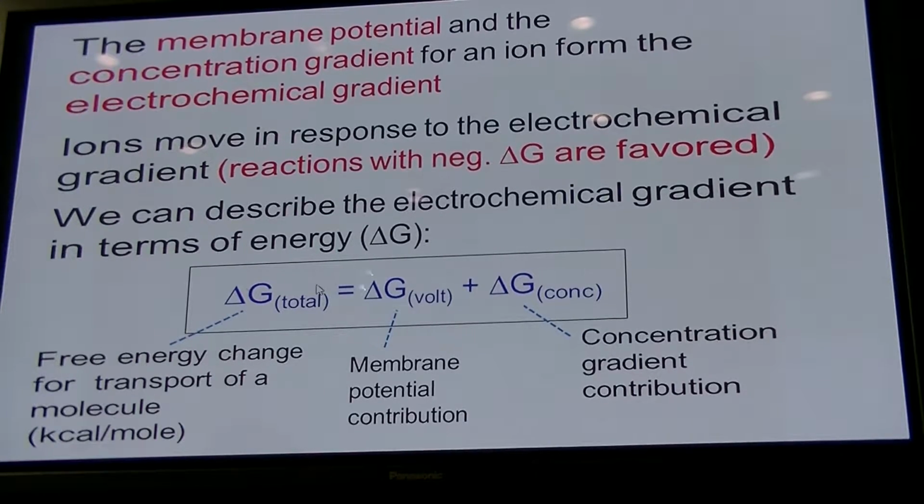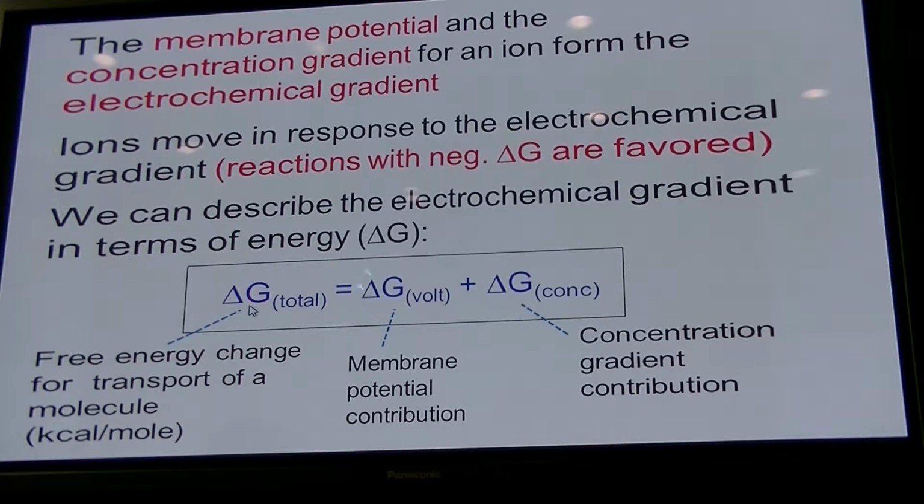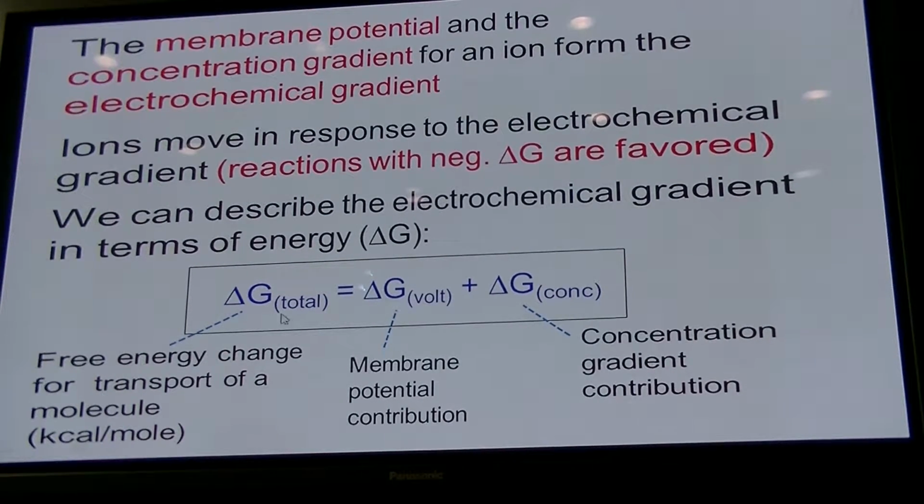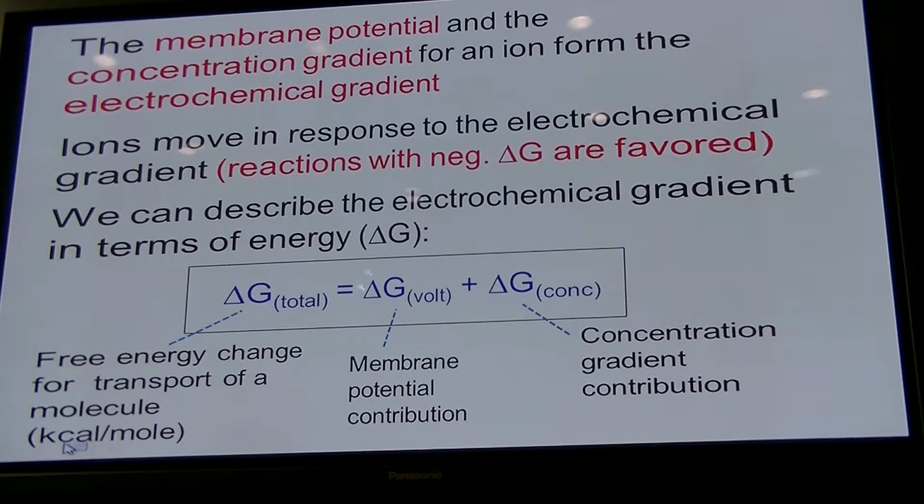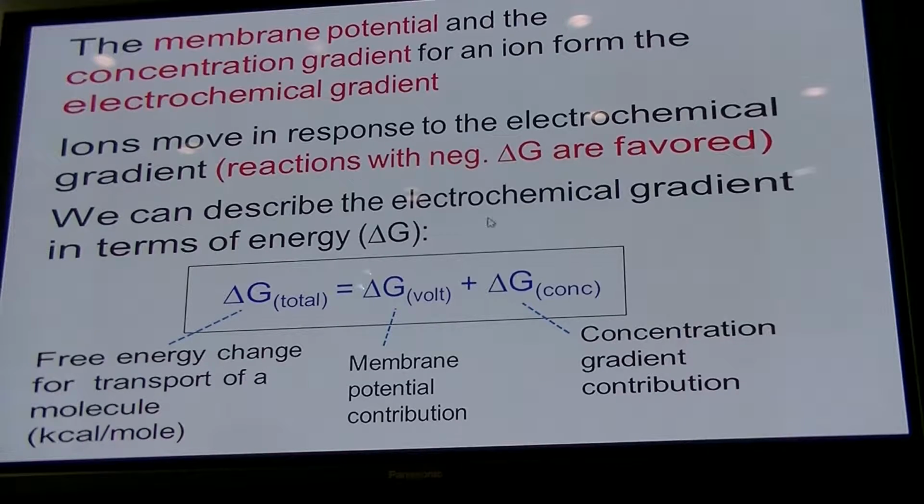And we can see this in this simple equation, which tells us here that the delta G, that's the free energy change of a total reaction where a charged molecule moves over a membrane, and that's change in free energy, which comes in the units of kilocalories per mole, that can be calculated from the change in response to the membrane potential, the delta G volt, and the change in response to a concentration difference, the delta G concentration. So that's simple. So we need to remember that reactions with a negative delta G are the favored reactions.